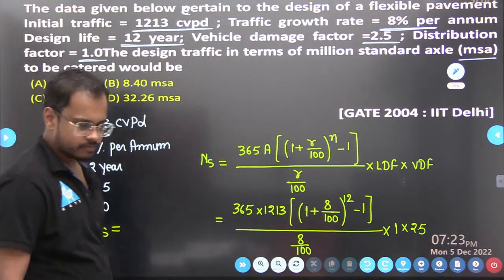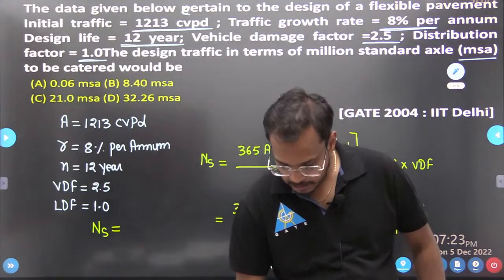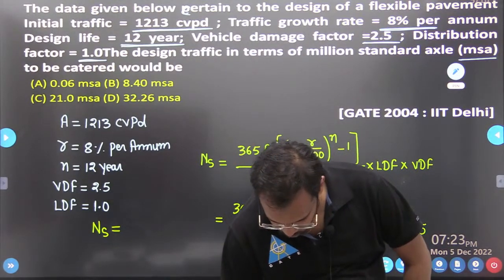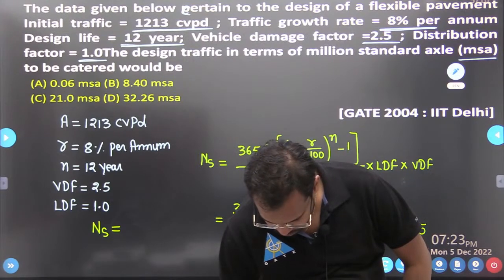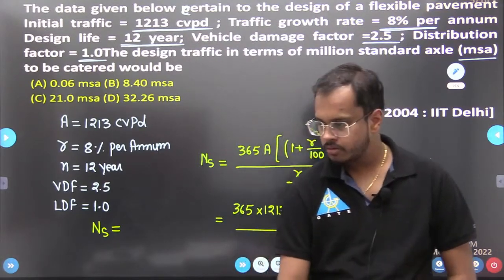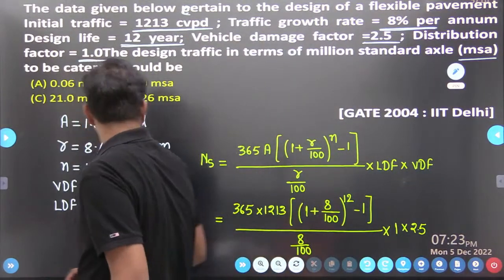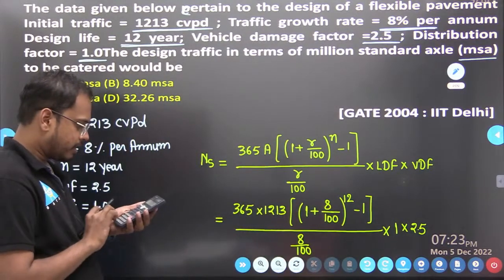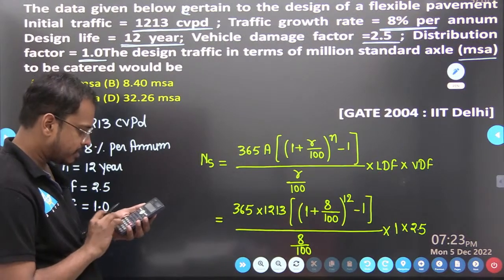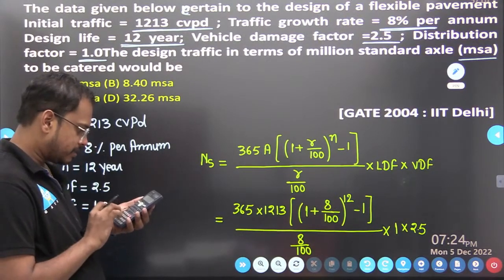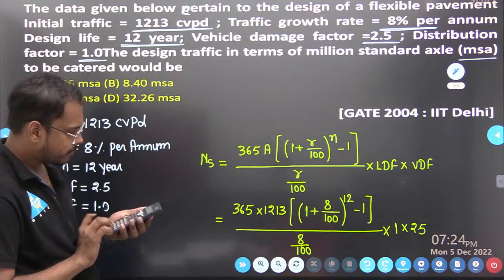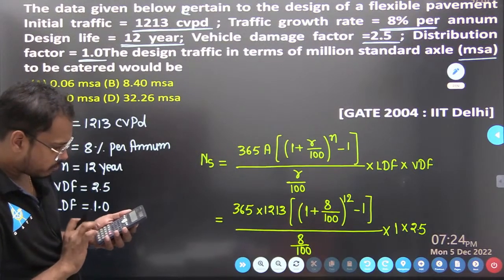Anybody else, what is the correct answer, my dear friend? So the correct answer is equal to 8/100, 1 plus 8/100, whole raised to power 12, minus 1, multiplied by 365, multiplied by 1213, dividing by 8/100 multiplied by 1 multiplied by 2.5.